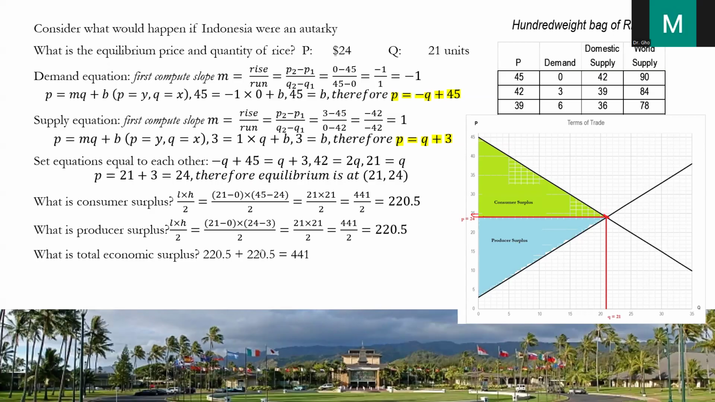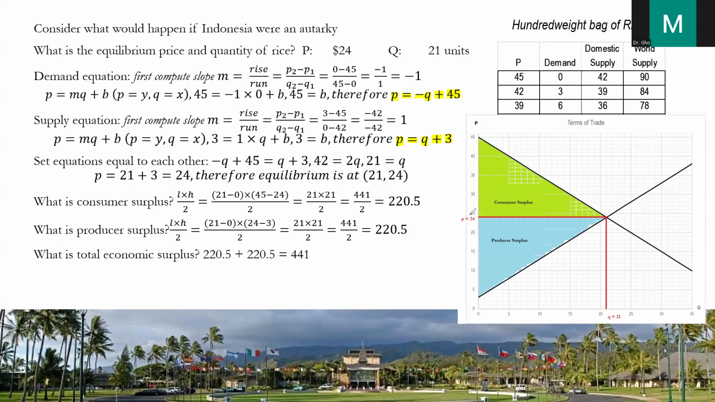Consumer surplus is everything above the price and below the demand curve. What we're looking at is Q equals 21. This line right here is going to be 21. Then we want to calculate the height, which is 45 minus 24, which happens to be 21. So 21 squared, and we divide it by 2, because when you multiply those two together you get the area of a square. We don't want the area of a square, we just want the bottom half, just consumer surplus. When we do that, we get 220.5.